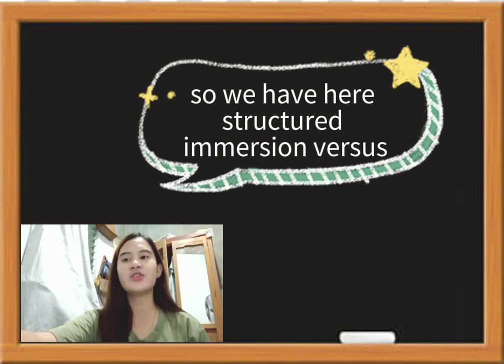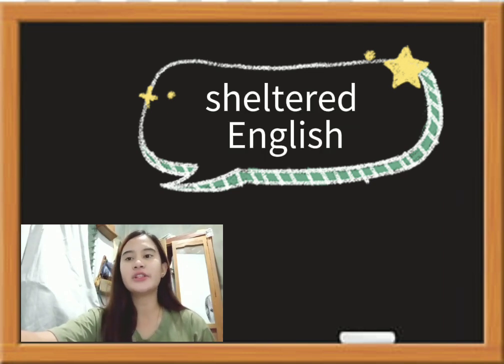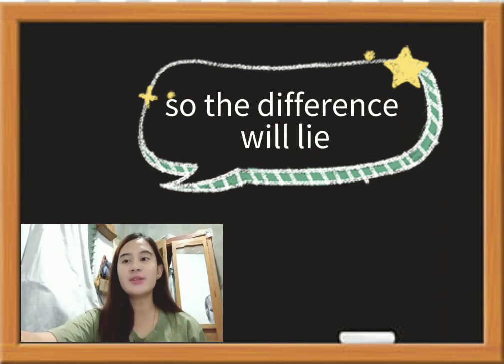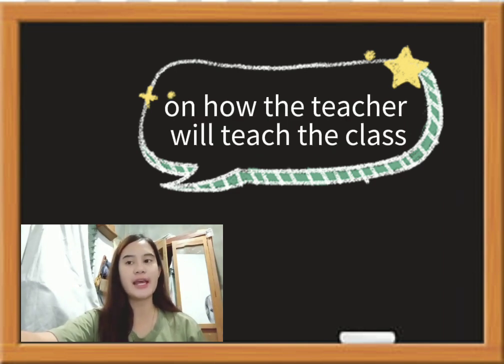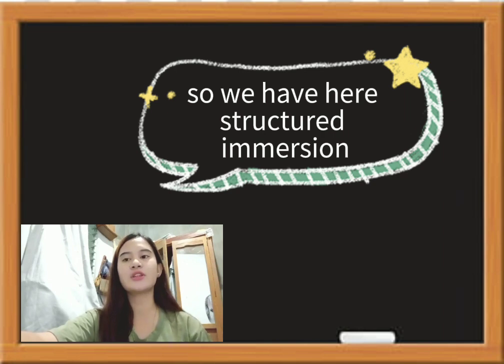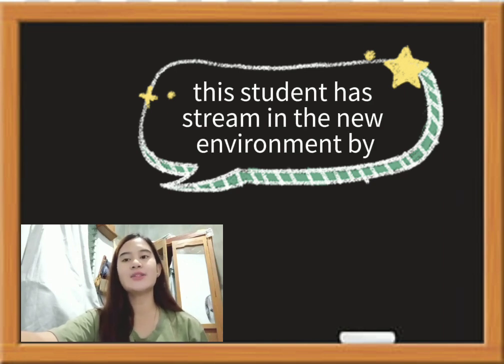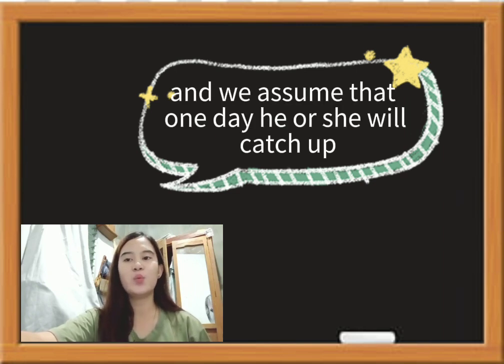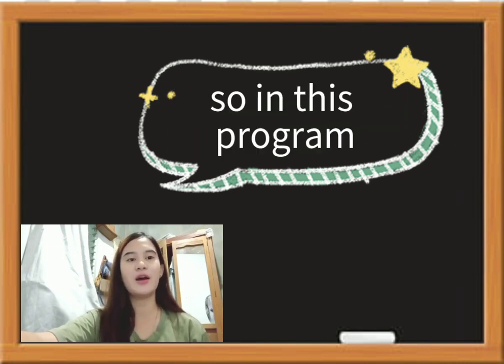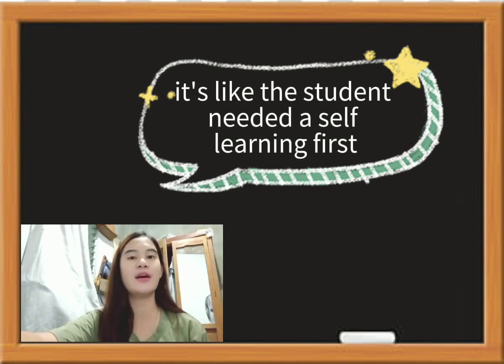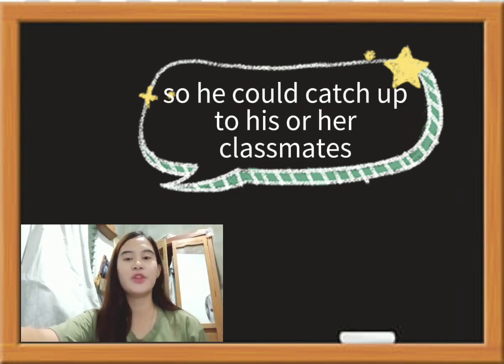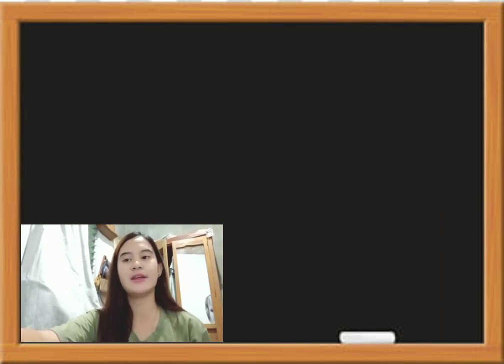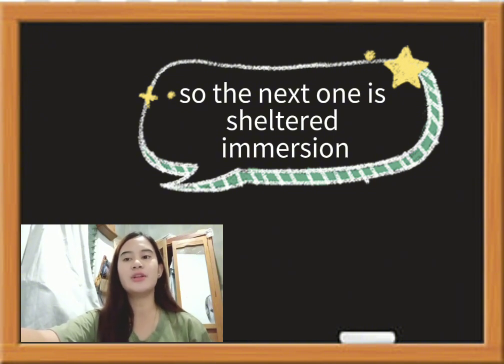So we have here structured immersion versus sheltered English. The difference lies in how the teacher will teach the class. In structured immersion, the student has to swim in the new environment by him or herself, and we assume that one day he or she will catch up. So in this program, the student needs to self-learn first so he could catch up to his or her classmates. The next one is sheltered immersion.